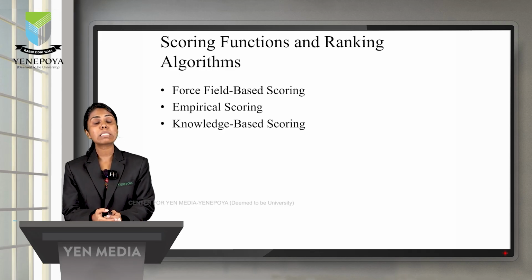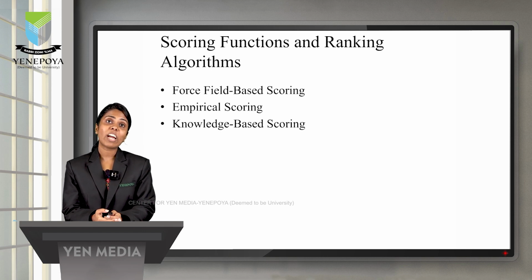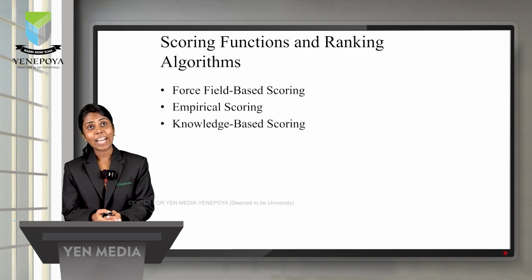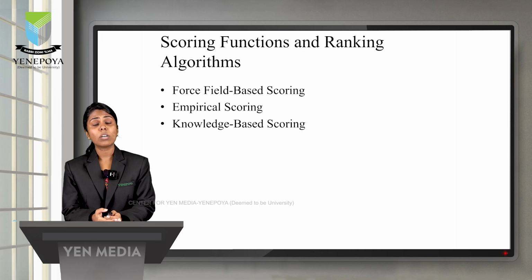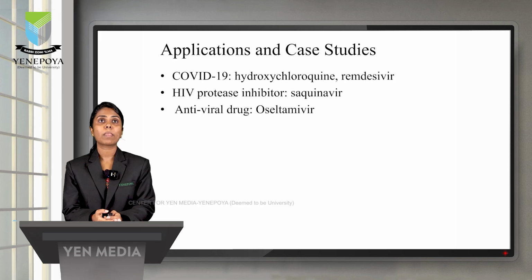Knowledge-based scoring is nothing but it will be based on prior knowledge, based on the database of known ligand and target bonds. Based on that idea, we can predict how a new compound will interact with the target site. Based on that, the score will be given.